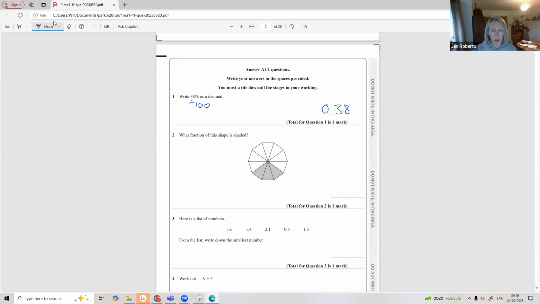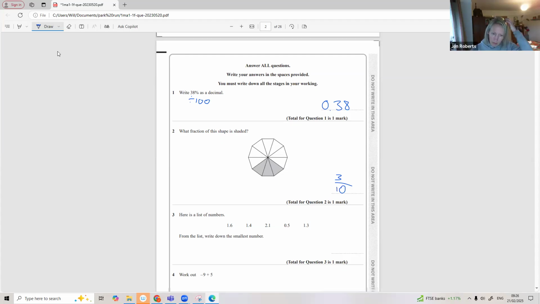What fraction of this shape is shaded? We've got 3 parts shaded out of a total of 1, 2, 3, 4, 5, 6, 7, 8, 9, 10. So 3/10.